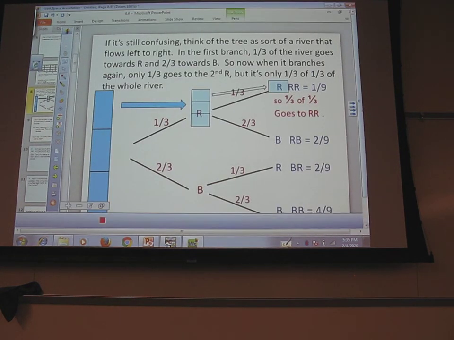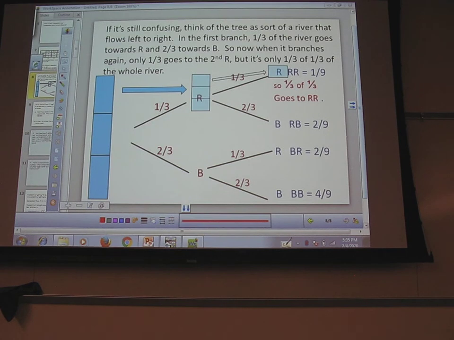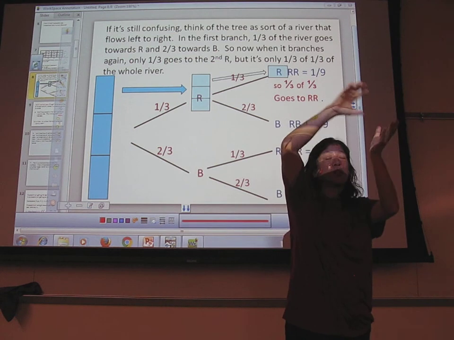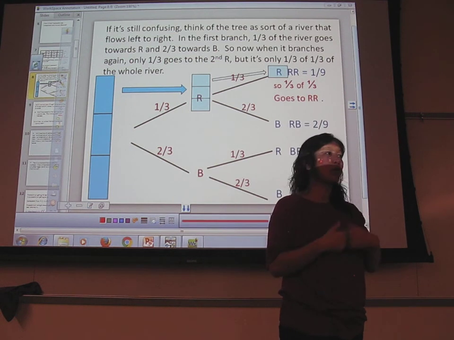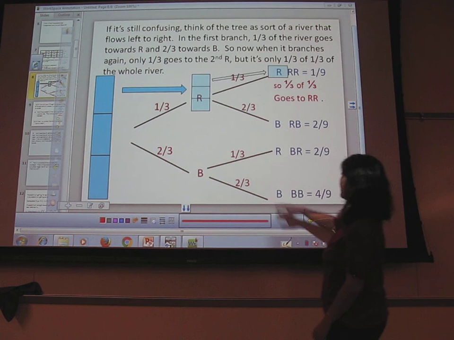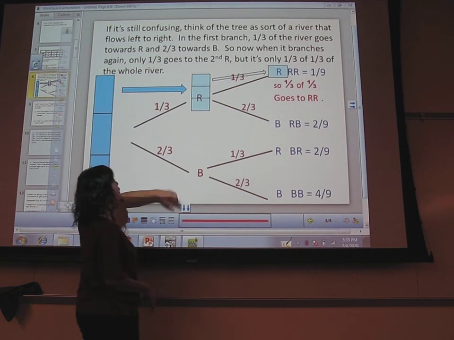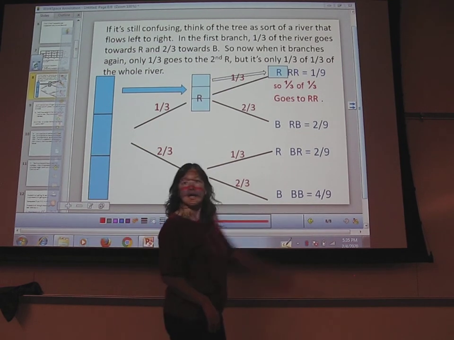And again, with the multiplication, think of it like a river that flows, right? If a third goes to red, then you only have a third of the river. When it branches again to the second red, it's a third of a third of the river. It's not a third of the whole river. So this here is a third of 2/3 of the river. So it's a third of 2/3, it's 2/9. It's less.